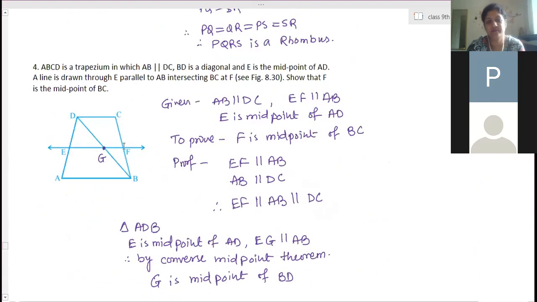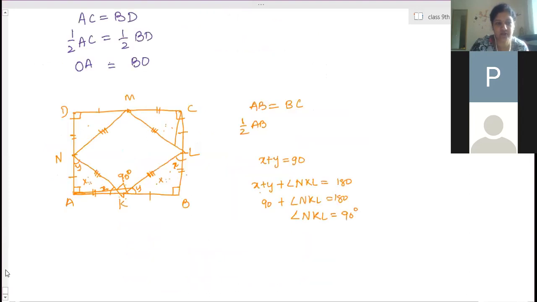Remember this? Yes, ma'am. BC parallel to EF parallel to AB. Then you have proved DE is equal to EA. If E is the midpoint of AD, then F is the midpoint of BC. You have proved the same thing in this question also. Third one.